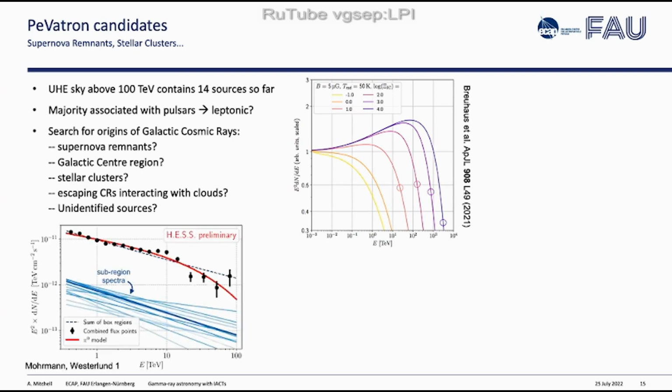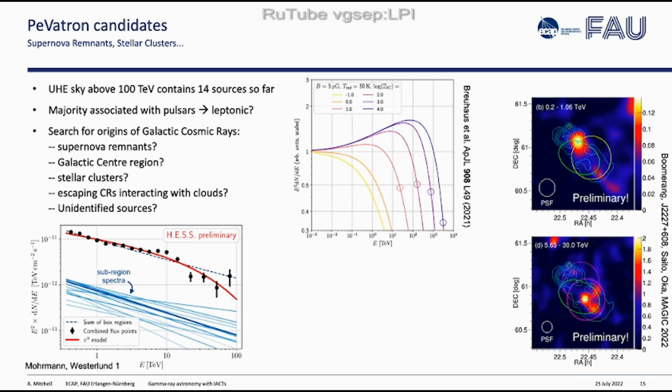There are various candidates for the origins of cosmic rays at the PeV. These include stellar clusters. We have here the HESS spectrum extending up to 100 TeV from Westerlund 1. I think this paper actually even appeared on the archive this morning. We also have the Boomerang Nebula, which was mentioned in the previous talk, where we see the highest energy gamma ray emission from a different part of the source to where the supernova remnant is. So this could be an example of cosmic rays escaping from the accelerator and then interacting with clouds.